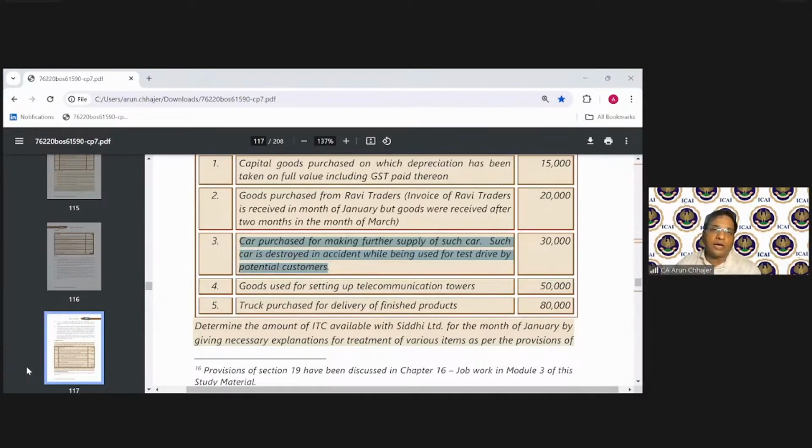Correct. ITC is not allowed because ITC is blocked other than on plant and machinery. And the explanation says that plant and machinery excludes things like a pipeline laid outside the factory premises, telecommunication tower, etc. These are not plant and machinery. And if it is not plant and machinery, ITC is blocked in 17.5 C or D. Okay.